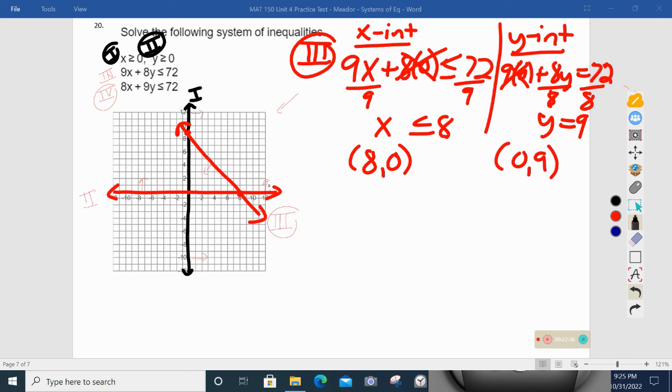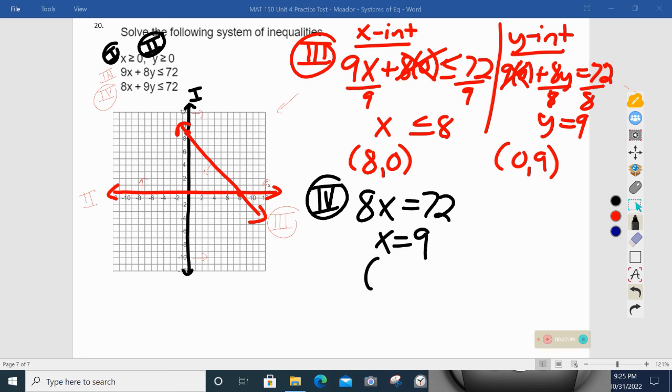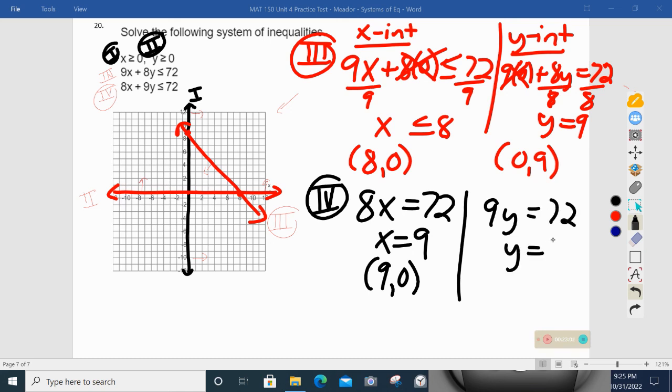My battery's running low. So inequality 4, if I'm looking for the x-intercept, I let y be 0. So 9 times 0 is 0. So I just have 8x equals 72. Divide by 8, I get 9. If I'm looking for the y-intercept, I let x be 0. So 8 times 0 is 0. So I have 9y equals 72. And divide by 9, I get 8. So the x is 0, y is 8. So 9, 0 here, 0, 8 here. Connect the lines. That's your fourth graph, and it's this.